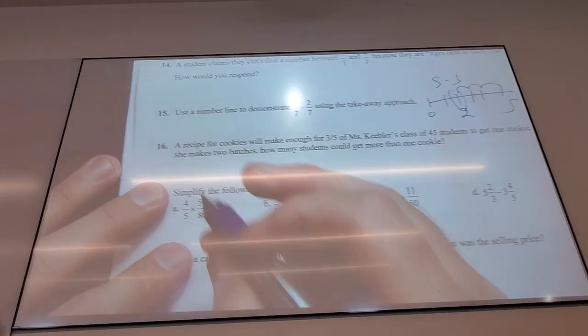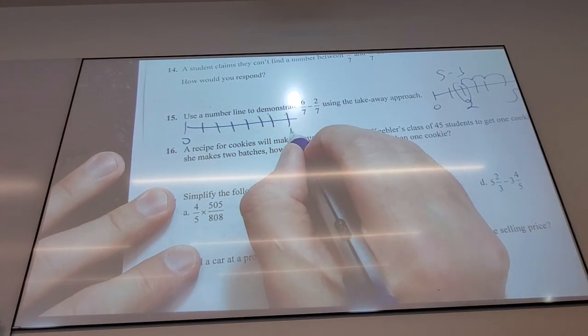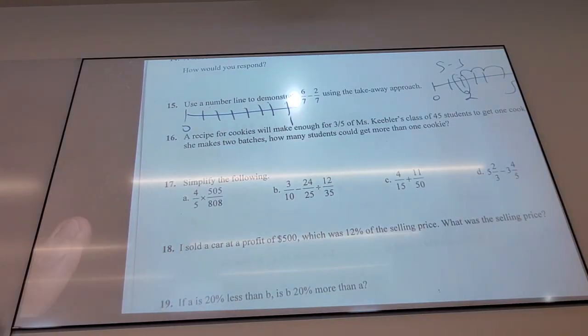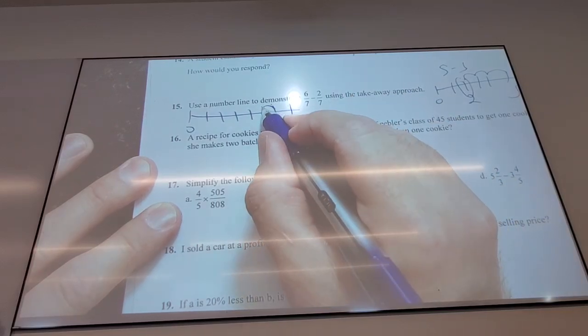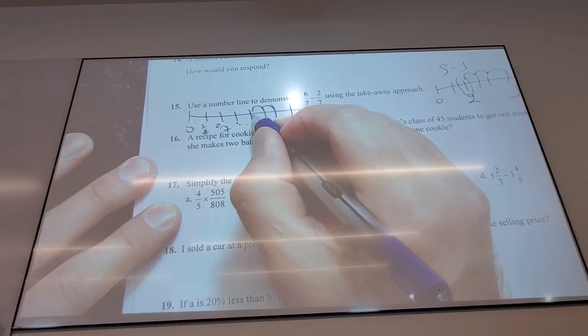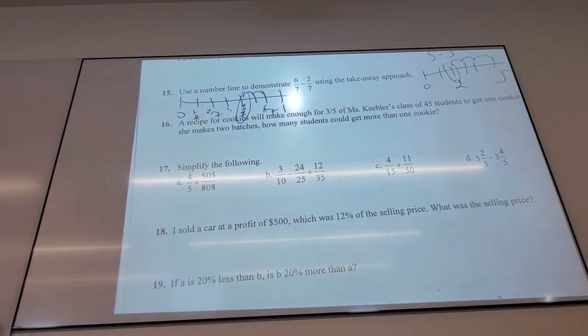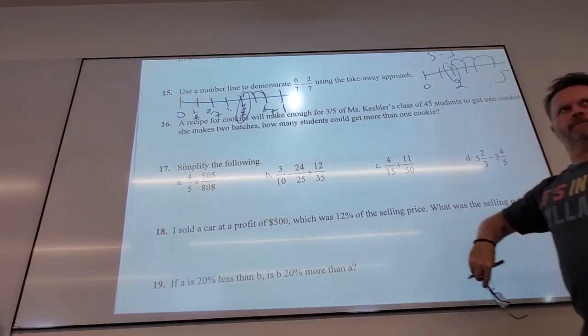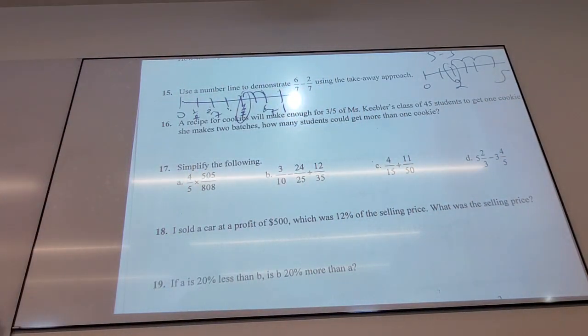So then you literally just go, here's 0, 1, 2, 3, 4, 5, 6, 7. This is 1 because that's 7 sevenths. Then you find 6 sevenths, and you go back 2. So this is 1 seventh, 2 sevenths, 3, 4. So when you go back 2, you end up at 4 sevenths. Good Lord, Jeff, that's really awesome writing. Is that okay? There are a lot of little parts you have to remember to set it up.